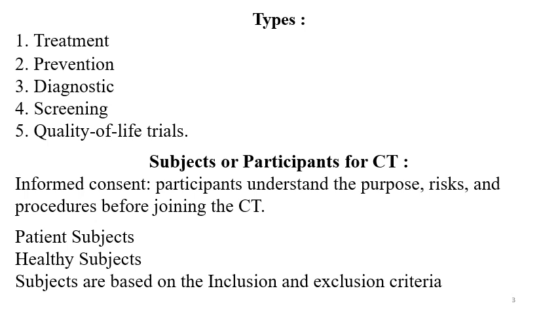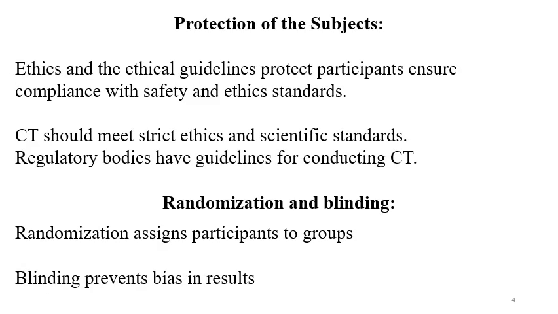Mainly, the subjects are patients, or people who are suffering from the disease for which the drug is indicated, and these subjects are provided informed consent so that participants understand the objective and purpose of the clinical trial, and the risks and procedures, before they join the clinical trial. So informed consent is provided to the subjects. Then based on the requirement, patients and healthy subjects are recruited and clinical trials are performed. There are some basic inclusion and exclusion criteria for the subjects.